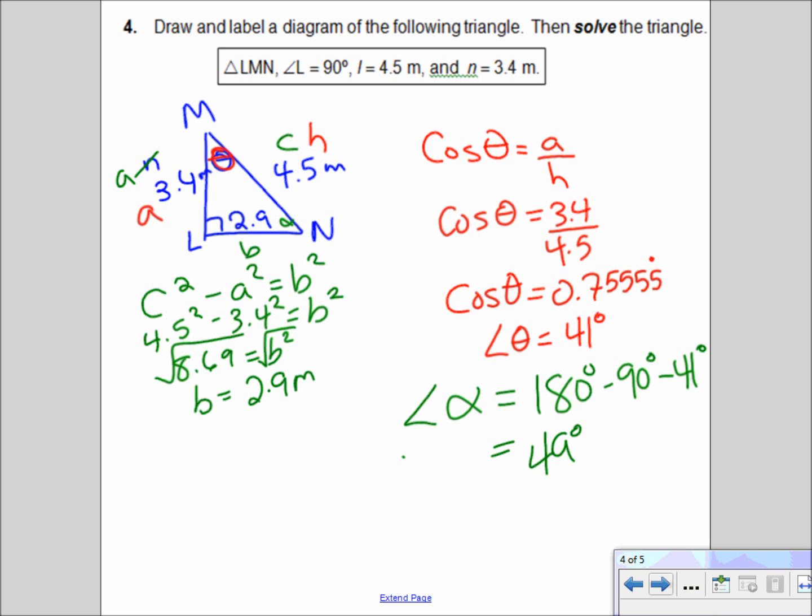And I have now solved the triangle. I'm done. I have all three side lengths. I have all three angles. I'm finished. How was that? Good, bad, confusing, not sure if you'll remember how to do it without me?